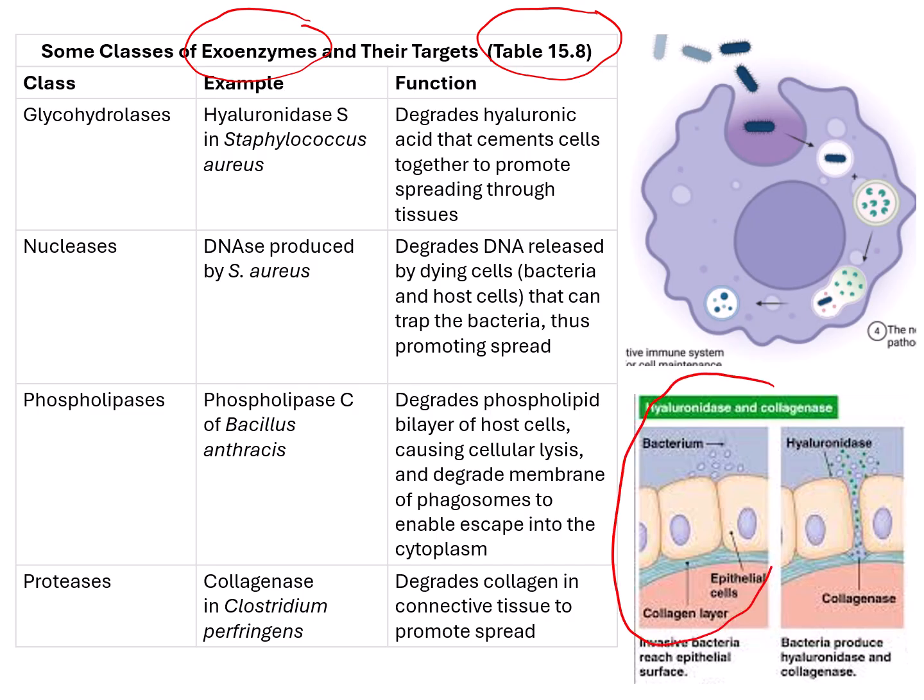Normally between cells we have hyaluronic acid, and we have collagen to protect from invasion. But if microbes release hyaluronidase, they can break through that hyaluronic acid layer and enter between cells. And then if they also release collagenase, they can break through that collagen layer as well to invade tissues and perhaps even enter the blood.